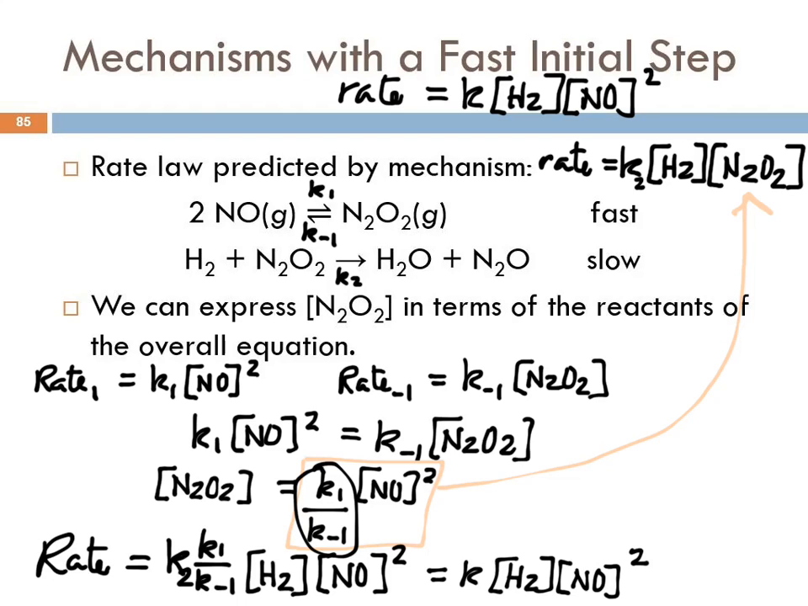Yes? How do you get rid of all the constants over there? Okay, what I did is I just made a new constant called K. It's just some number, and we don't know what those numbers are anyway. And so what we're saying is that K is equal to K2 times K1 over K minus 1. We're just lumping them together. Any other questions? We're almost done here.